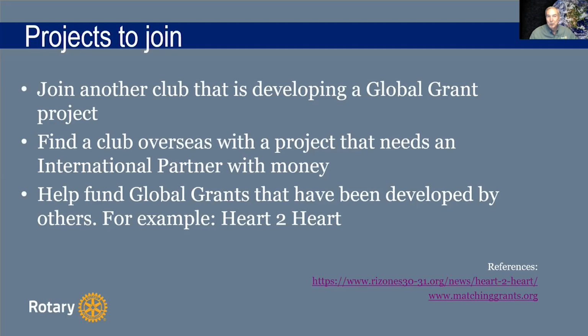You can also help to fund or support global grants that have been developed by others, like Heart to Heart. The Heart to Heart program, and I know Ron Apoon is on here today, is a large program between our zones in the heart of America and District 4170 in the heart of Mexico, there in Mexico City. We do maybe 8 global grants a year, and all of the districts in our zone get a chance to sign up to sponsor one of those grants, and you get to be involved in putting it together and watching it go forward. Several clubs in our district have done that. Probably 5 or 6, I would guess, have been the international partner for one of the Heart to Heart global grants.